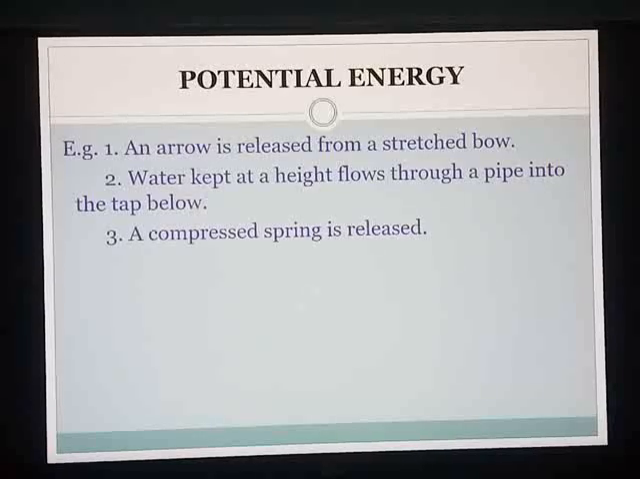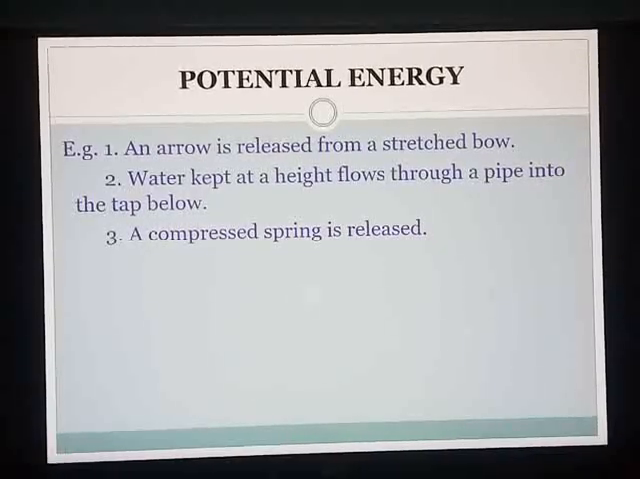Next example, we can take a compressed spring that is released. If you take a spring and you compress it and after some time you release it, it will hit you. It is going to hurt your hand. So what do all these examples tell us? That somewhere this energy is stored in an object because of its specific position, because of its specific state. Such a type of energy is called potential energy.